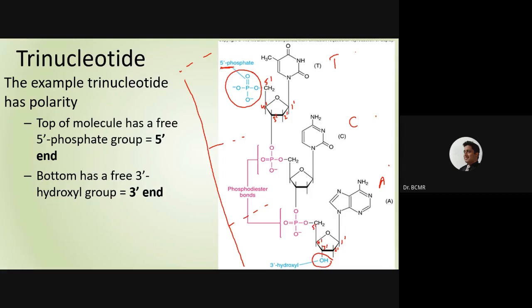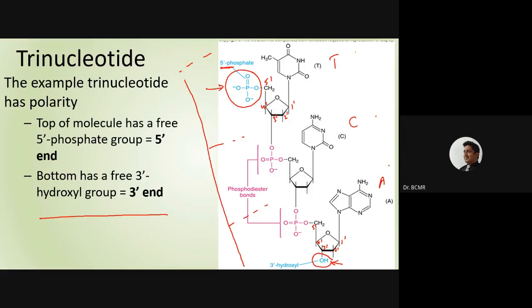These are the free groups that are reactive. So phosphate is electronegative, and OH can become positive or donate a hydrogen atom. So basically, these are the 2 ends. All nucleic acids are usually represented just by a line.